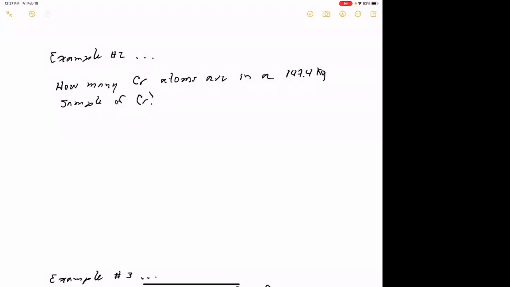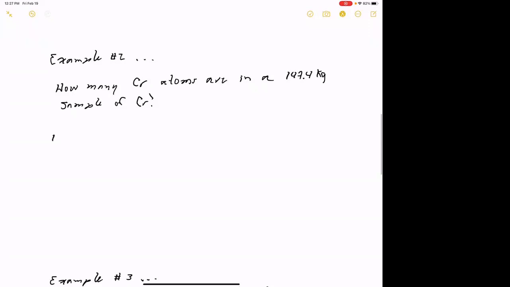So my given here looks like it's going to be the mass of the chromium. So that's going to be 147.4. Let's write that down. We'll give it a unit and an identifier.